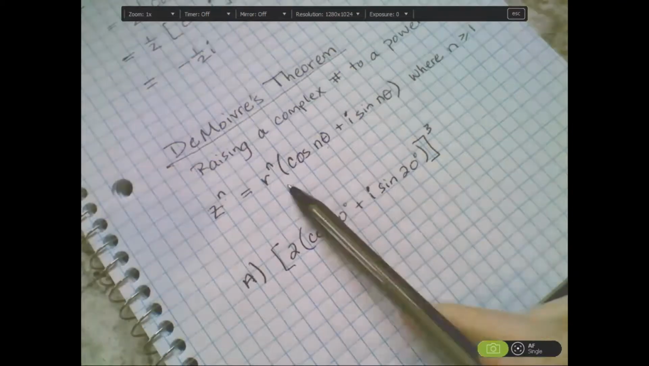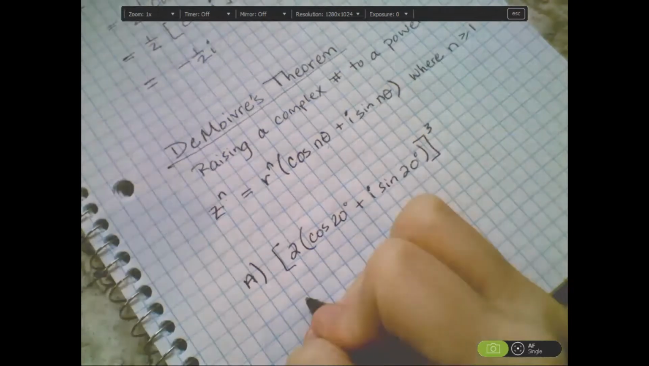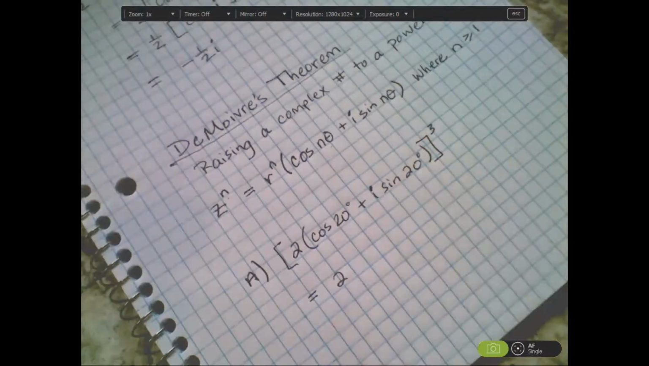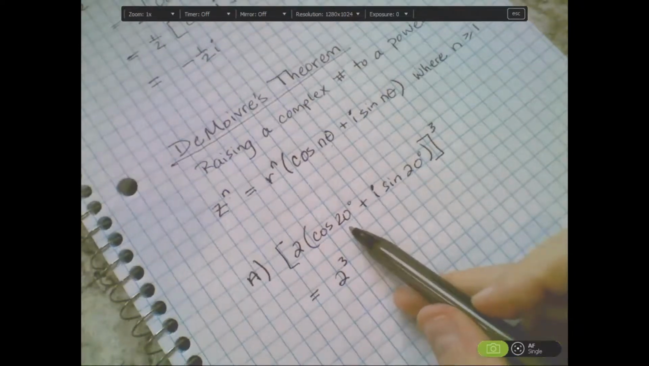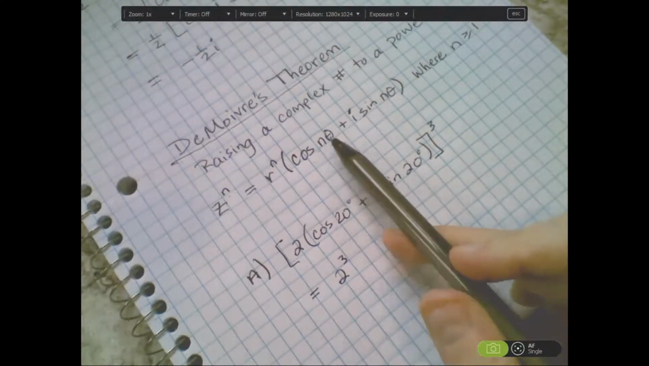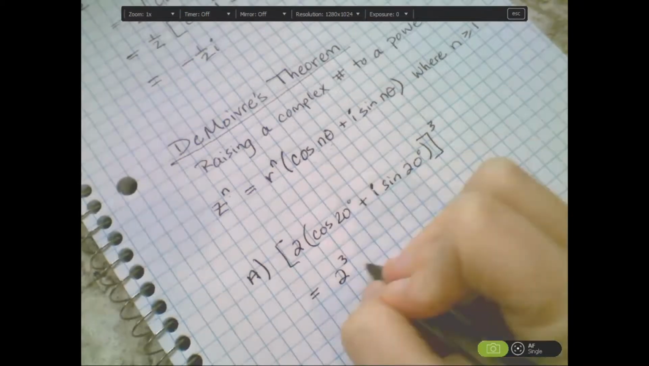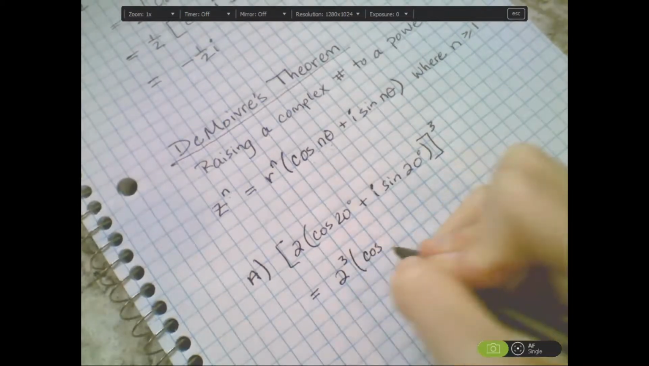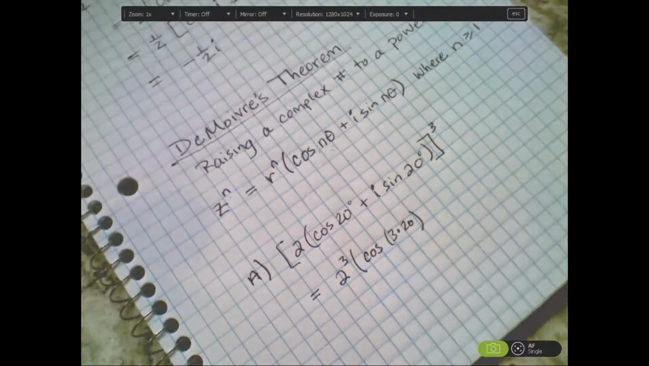So I'm basically just going to do what this formula says up here. It says I have to take my R value and raise it to the power. So I'll take our 2, raise that to the 3rd. And then I have to take that power and multiply my angles by it. Notice we're multiplying the angle by that power. We're not raising the angle to the power. That would be huge, right? We're not saying 20 to the 3rd power. We're just saying cosine of 3 times 20. So that's a little bit different.